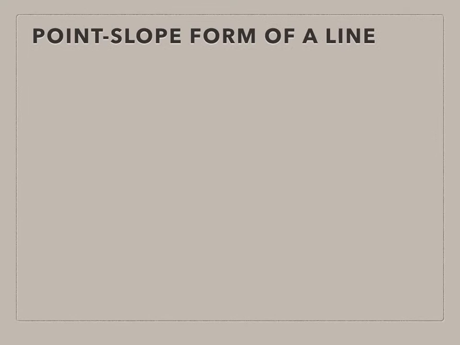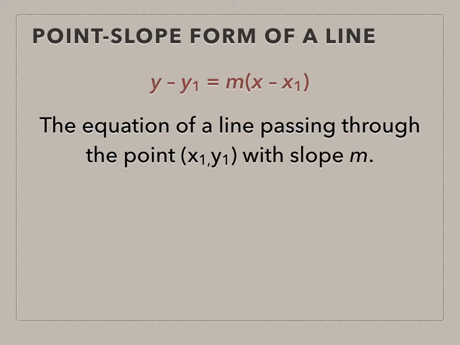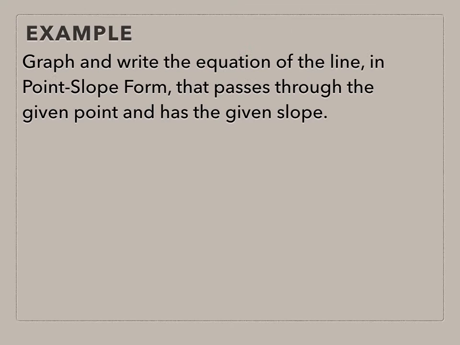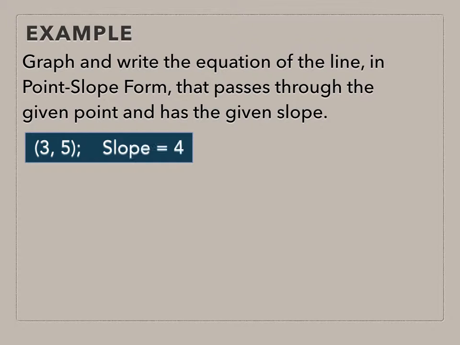Point-slope form of a line, the formula we'll be using is y minus y sub 1 equals m times x minus x sub 1. That is the equation of a line passing through the point x1, y1 with slope of m. We're asked to graph and write the equation of the line in point-slope form that passes through a given point with a given slope. The point is 3, 5, and the slope is 4.